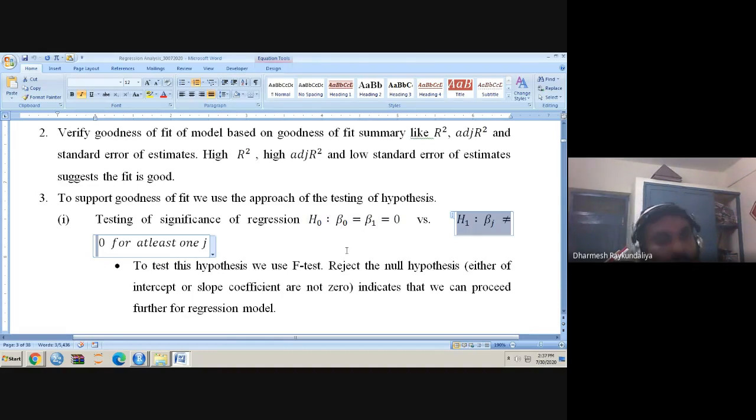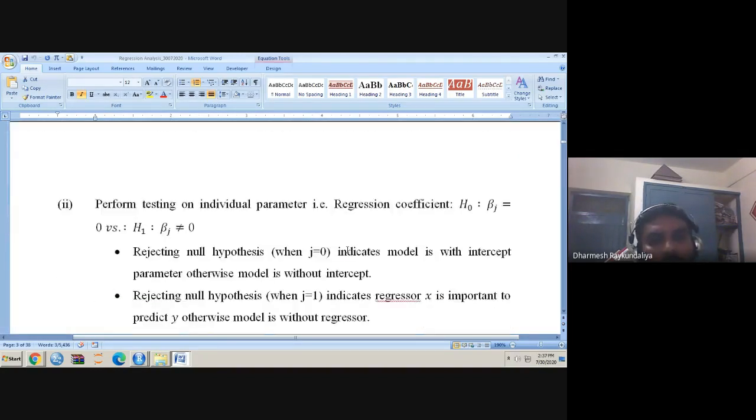So now we wish to see which one is 0, whether beta 0 is 0 or beta 1 is 0. So for that we will go for the individual testing of the regression coefficient. Beta j equal to 0, j equal to 0 and 1. If I take beta j equal to 0 with j equal to 0, it means the intercept is 0. If I take j equal to 1, it means the regression coefficient is 0.